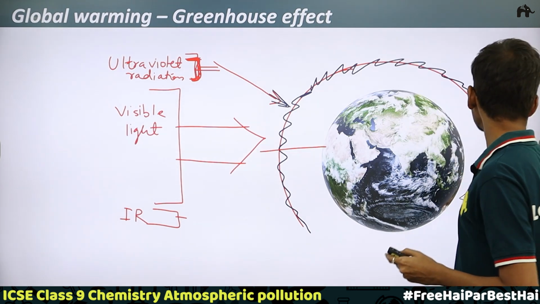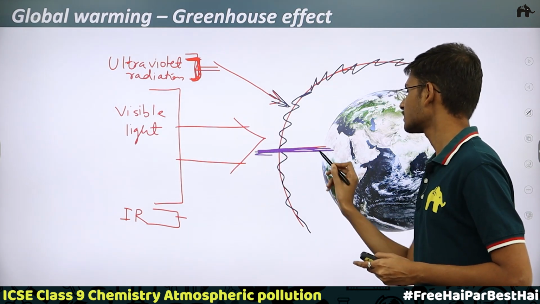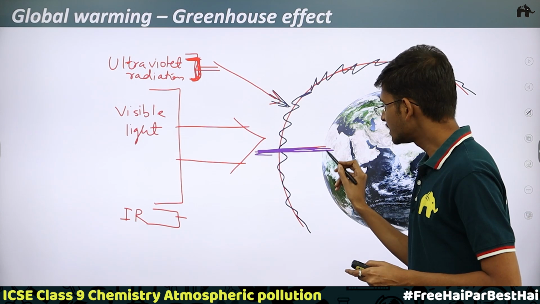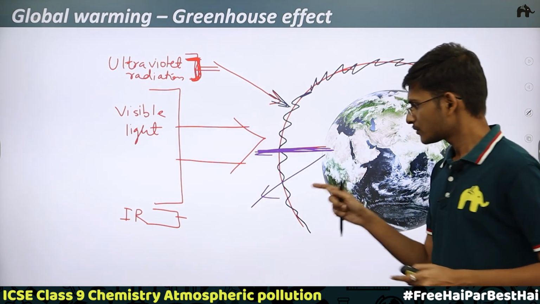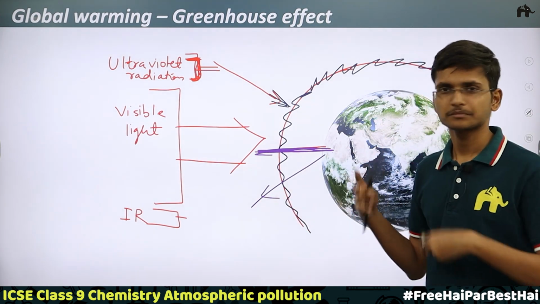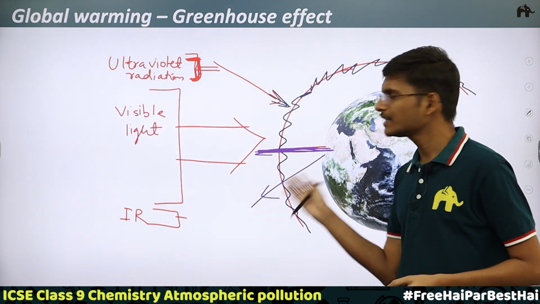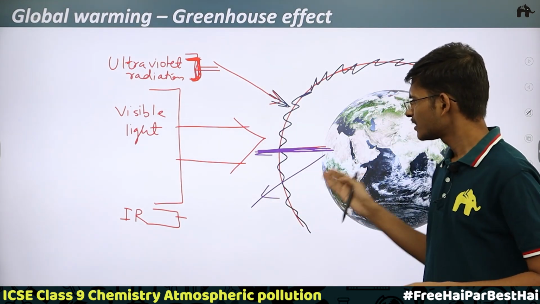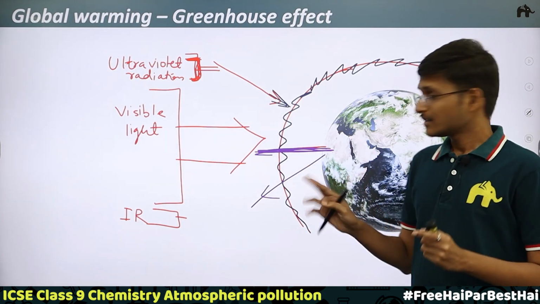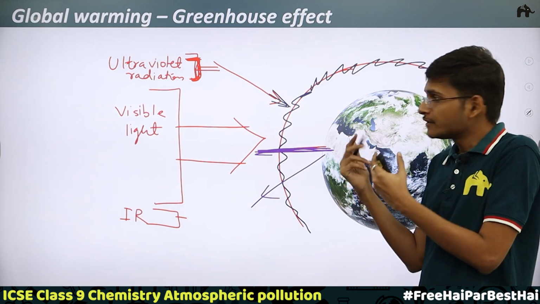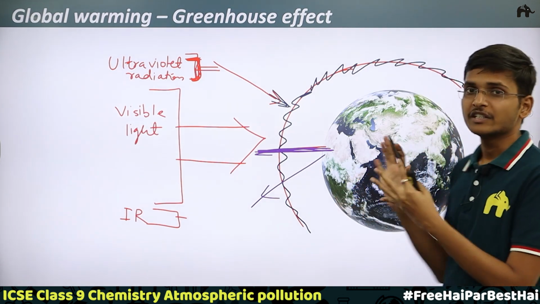I will show it with a different color. So partly it is absorbed by the earth and partly it is given back, or radiated by the earth, into the atmosphere. But this radiated visible light just passes through the atmosphere without any interruption and goes again into space. But because of the visible light being absorbed by the earth, our earth is getting heated.